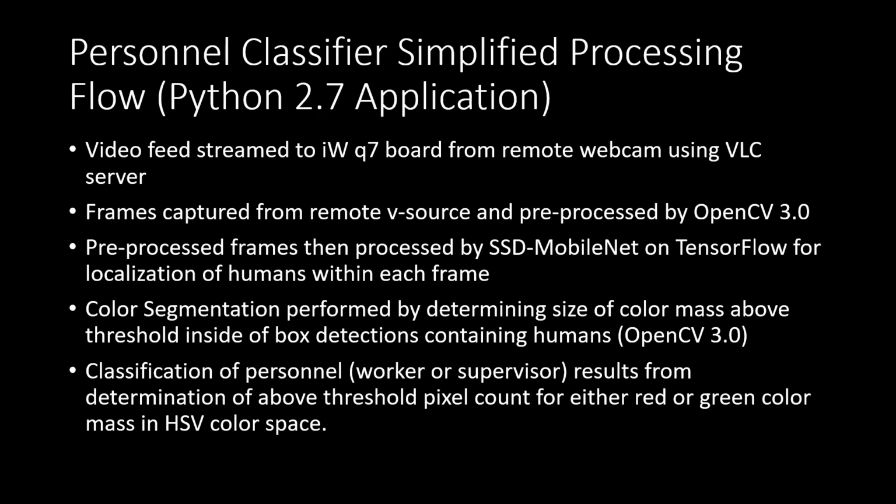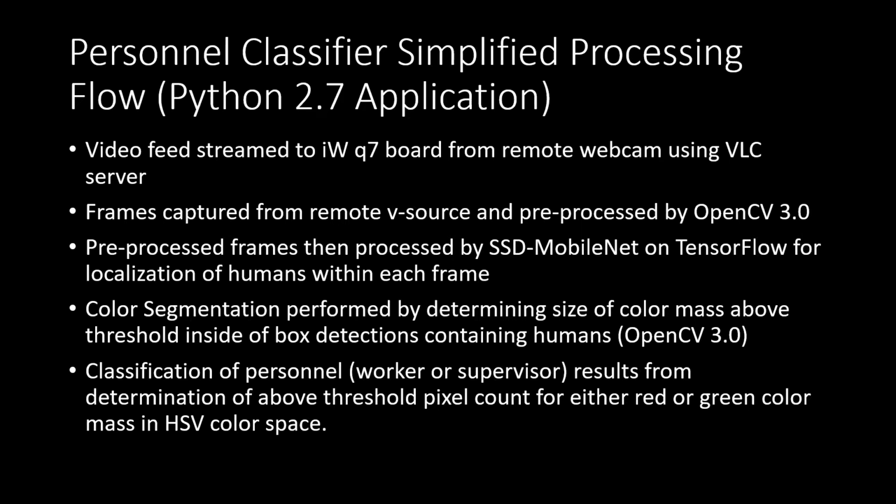The simplified processing flow for the personnel classifier, which is a Python 2.7 application, is as follows. A video feed is streamed from a remote source to the iWave Q7 board using a webcam running on a VLC server. Frames are then captured from the remote video source and pre-processed by the application using OpenCV 3.0. Pre-processed frames are then processed by the SSD MobileNet model running on TensorFlow for localization of humans within each frame.